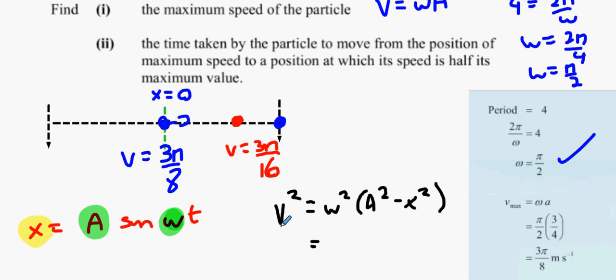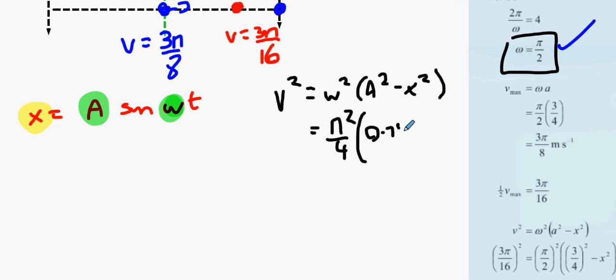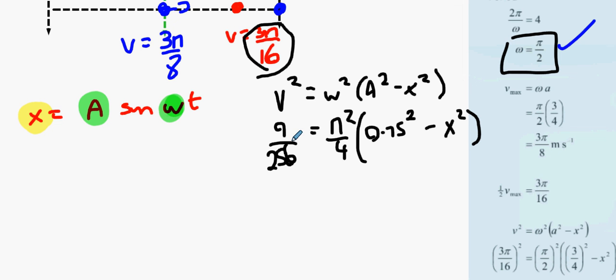Now, what's omega squared, lads? Pi squared over 4, is that okay? So I'm just going to square my omega value. Okay. What's my a value? What did we say the a value was again? Yeah. Minus x squared, yeah? And our v squared value is? What's it? 3 squared, which is 9. 16 squared, so we're going to square this. 16 squared is 256, is it? Yeah. Yep. And we have our pi squareds on both sides, don't we?